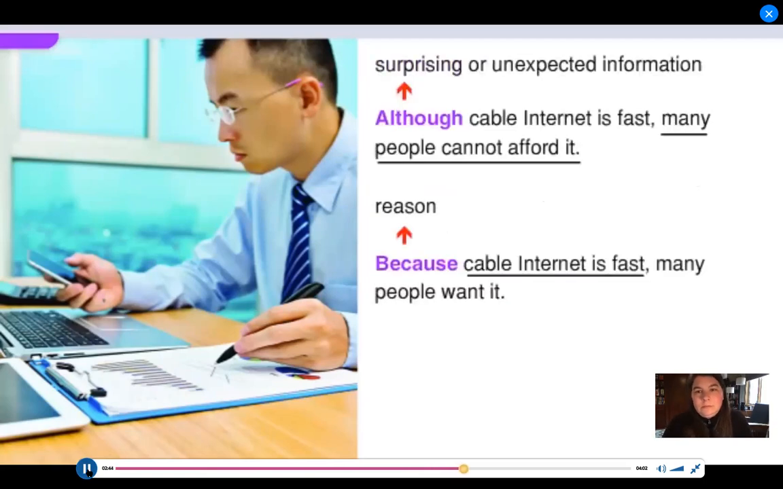Listen to the sentences. Although cable internet is fast, many people cannot afford it. Because cable internet is fast, many people want it. Just to make sure, this surprising or unexpected information is the underlined part, not this first part. Okay, it means many people cannot afford it is the surprising or unexpected information. Here, cable internet is fast is the reason.